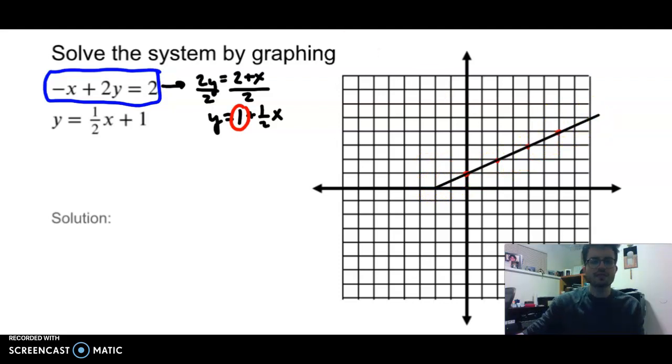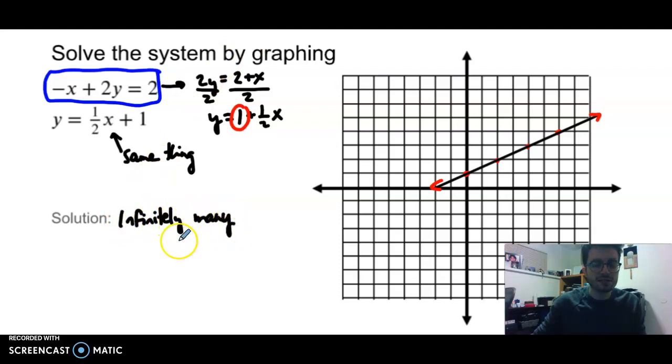But look at this function. I'm going to put arrows. This function right here is the same thing. So what does that mean? It means all the solutions on this line work for both. So there's infinitely many solutions to this system.